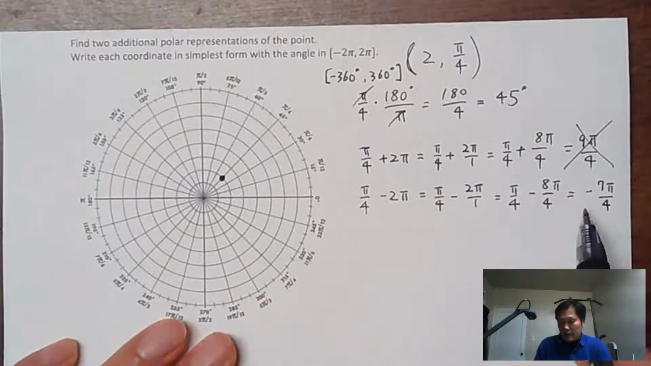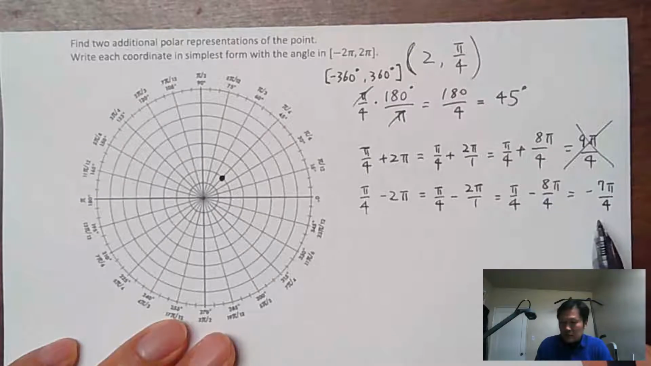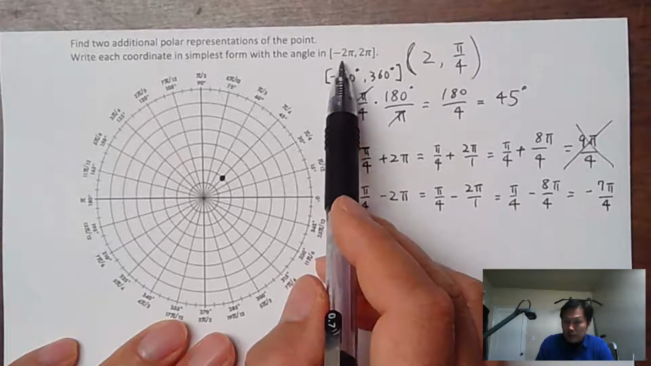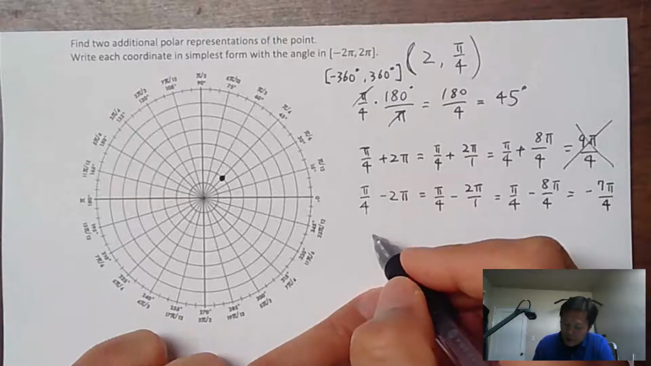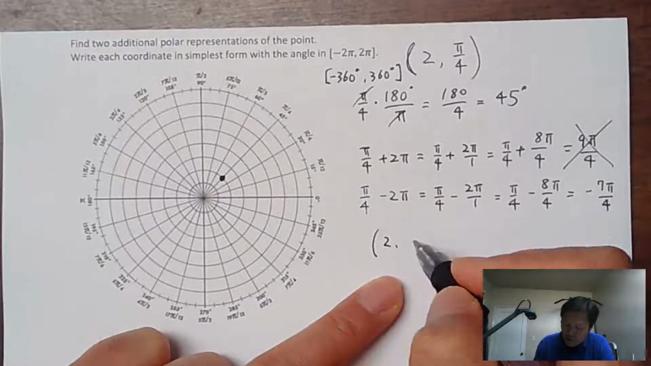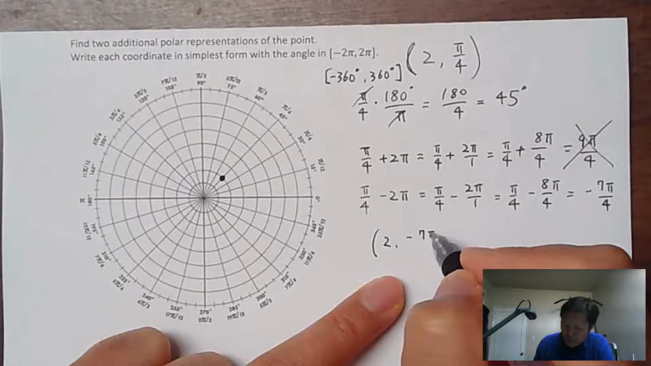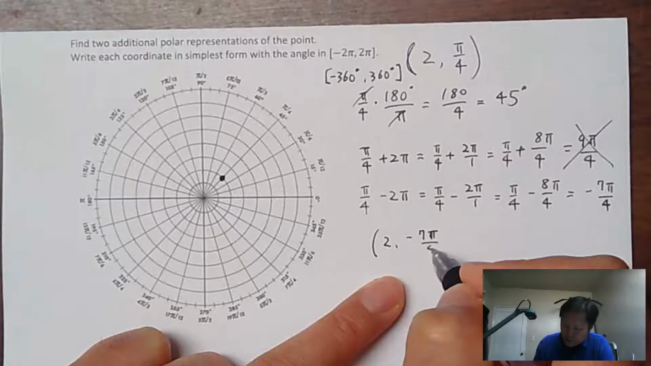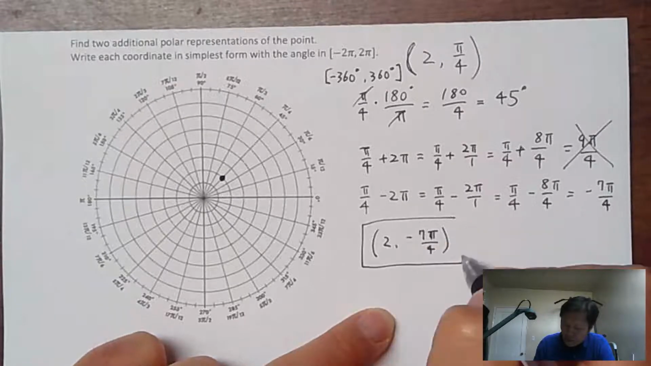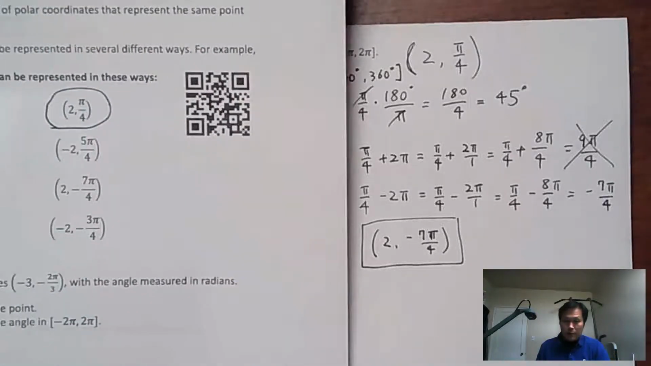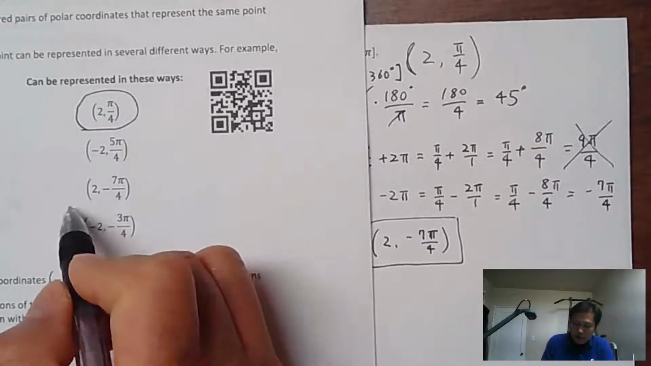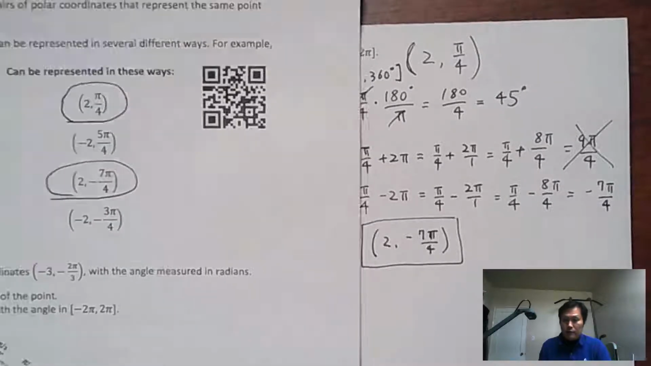And that is minus 1.75 pi, which is greater than minus 2 pi. So this one works. So we found a point which is 2 comma minus 7 pi fourth as an answer. So if you look at the paper, this is the one answer we found.